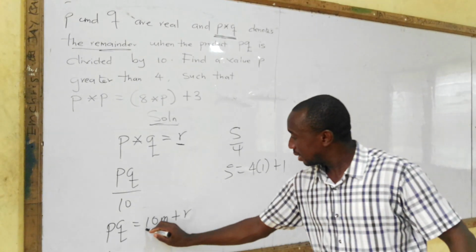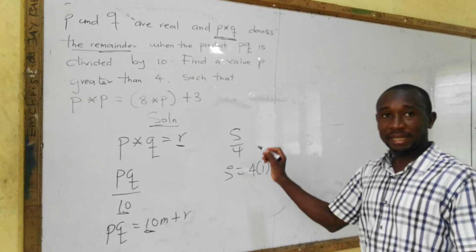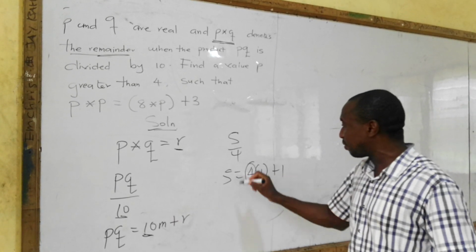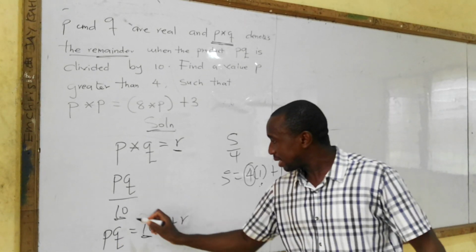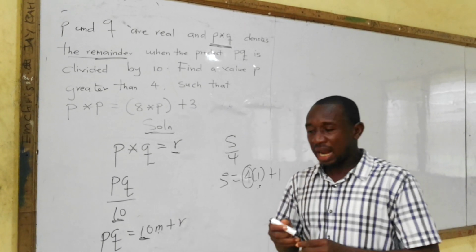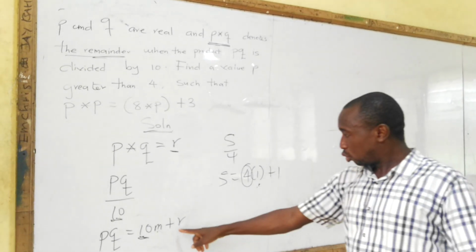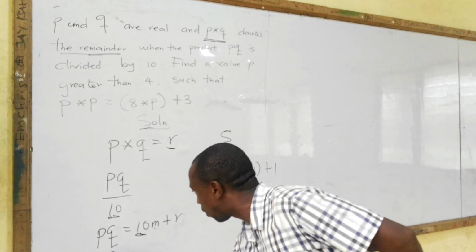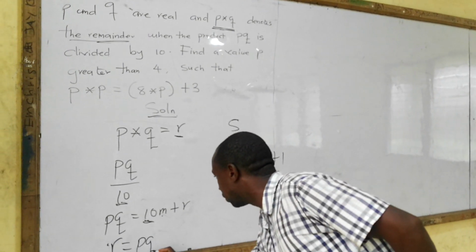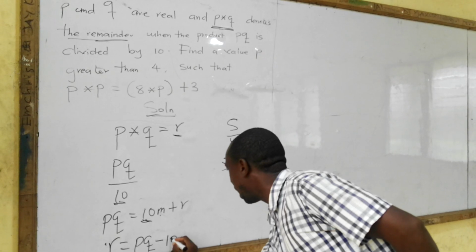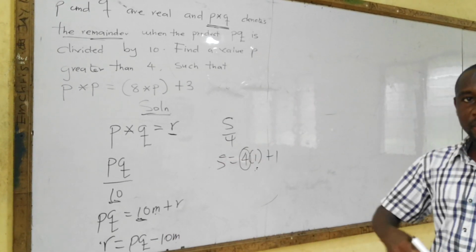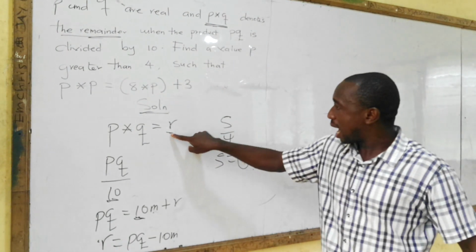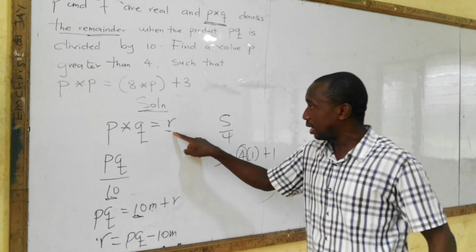Remember, this 10 here is the divisor. It is automatic. Anytime you are dividing a number, the divisor will always appear here. So the divisor 10 will appear here, and M is the number of times it goes in. We don't know it. So we can make R the subject, which is the remainder that we want. R therefore becomes PQ minus 10M. This is our remainder.